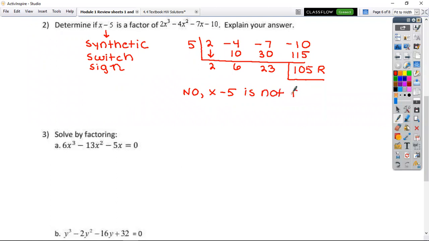And you can say because it has a remainder or because your remainder is not 0. So I'm going to say remainder not equal to 0. As long as you have some sort of explanation there that makes sense, then that's sufficient. Okay, how's number 2? Should be a nice, easy question for you.